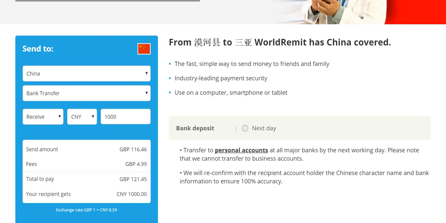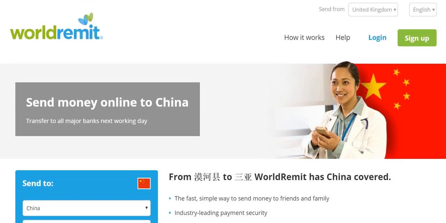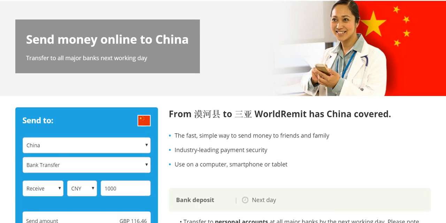And moreover, in case of WorldRemit, one big advantage is that they in fact reconfirm with the recipient account holder the Chinese character, name, and bank information, so that even if you're pretty sure of the Chinese character, name, and bank information, it doesn't matter. WorldRemit will reconfirm that and then ensure that money is accurately transferred to the recipient bank account. So that pretty much sums up money transfer from the United Kingdom to China online on WorldRemit.